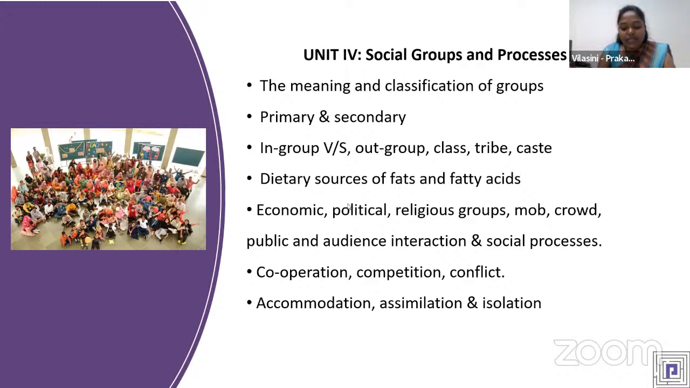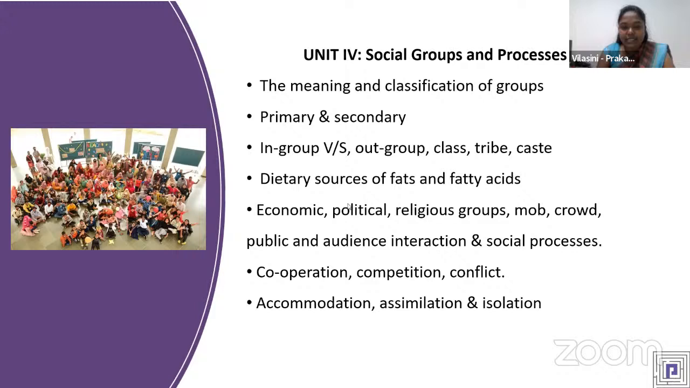Then next, coming to the economic group. So whenever you talk about economic group, there should be three things kept in the mind. First one is production, second one is distribution, and third one is the consumption or exchange of goods. Production, distribution, and consumption. These are the three things which will be in the economic group.